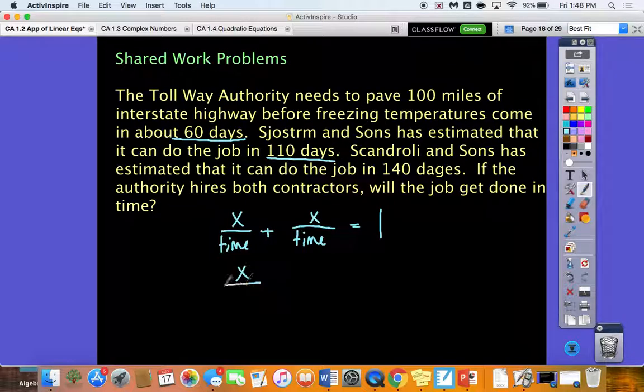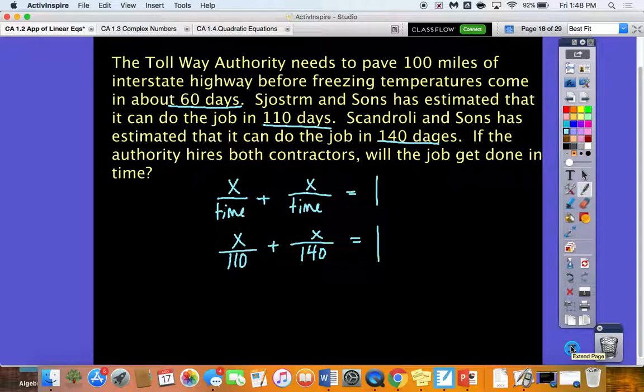So that means we're going to put them down here, 110 days. Okay, and then the next group, they estimate they can do it in 140 days. So we're going to come up here, we're going to do 140. And it's one complete job. So we're going to see whether or not the answer ends up being greater than or less than 60. That's just going to answer this little weird question. If they hire both, are they going to be able to get the job done in time? So that's what we're looking for.